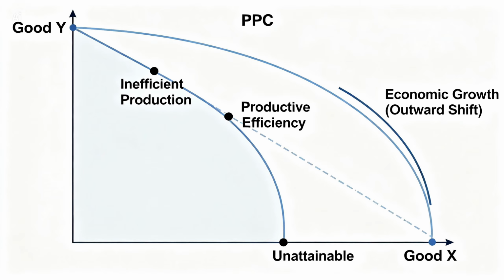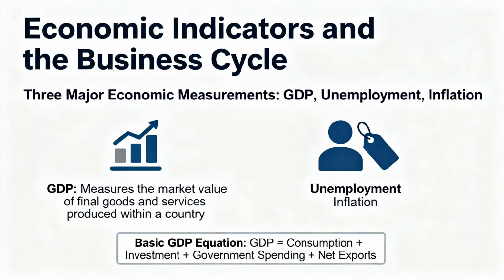You also need to understand the production possibilities curve, or the PPC. A point inside the curve shows inefficient production. A point on the curve means productive efficiency, and a point outside the curve is currently unattainable. And economic growth shifts the PPC outwards.